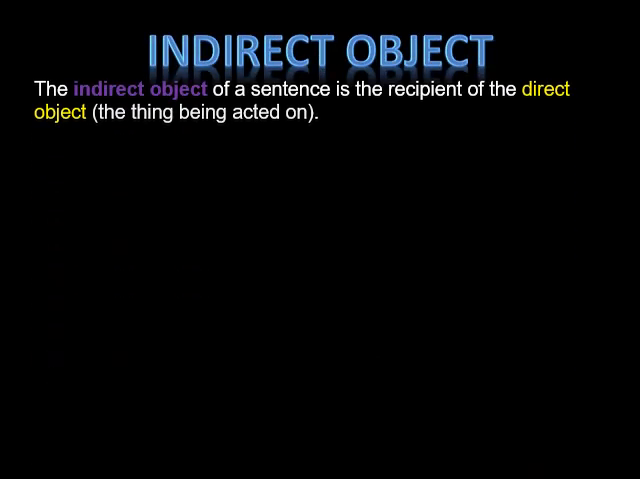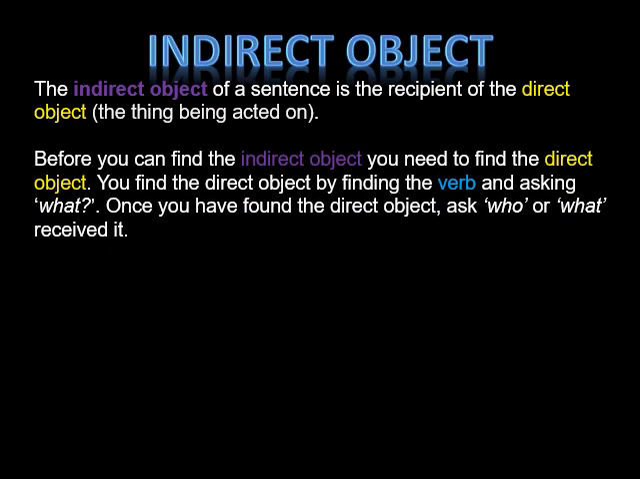Now we come to the indirect object. The indirect object of the sentence is the recipient of the direct object, the thing that's being acted on by the subject. So before you can find the indirect object, you need to find the direct object. You find the direct object by finding the verb and asking what, right? And then once you found the direct object, you can ask who or what received it. To find the direct object, remember, you could also use the word who, not only what.